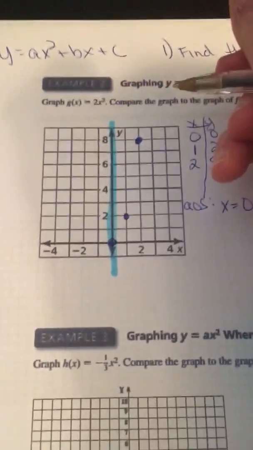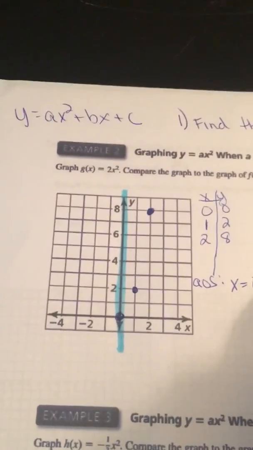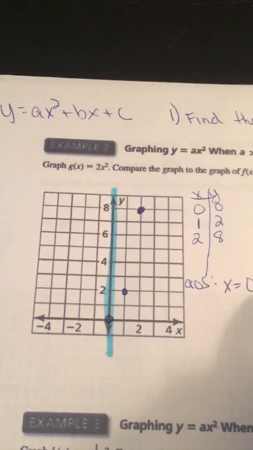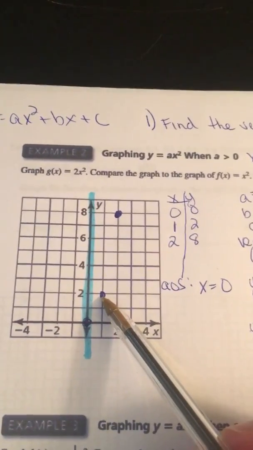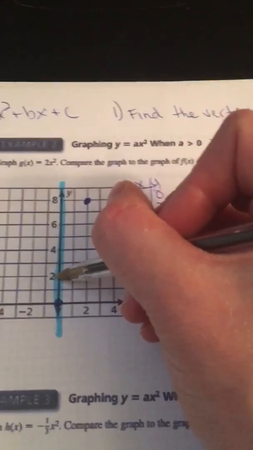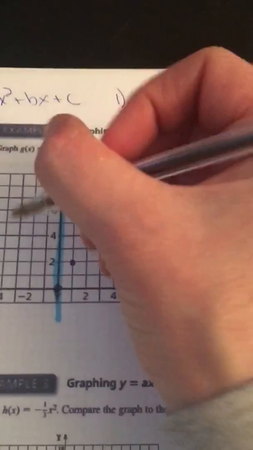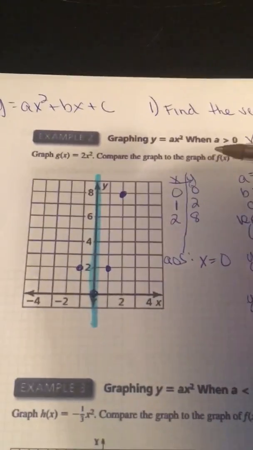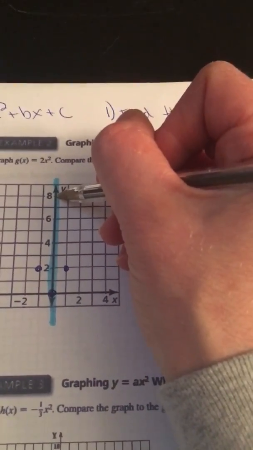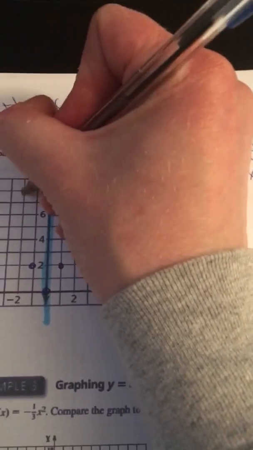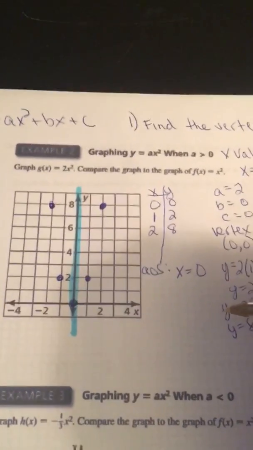Okay, I need to find the points on the other side of my axis of symmetry, but I don't need to do the math all over again. Remember, the axis of symmetry splits our graph in half, so we have two symmetrical sides. So my point here at 1, 2, I can reflect it over the axis of symmetry. My point at 1, 2 is 1 unit away from the axis of symmetry. It's going to be 1 unit away from the axis of symmetry on the other side. My point 2, 8 is 2 units away from the axis of symmetry. It's going to be 2 units away on the other side. Okay, because again, the axis of symmetry splits our graph in half.